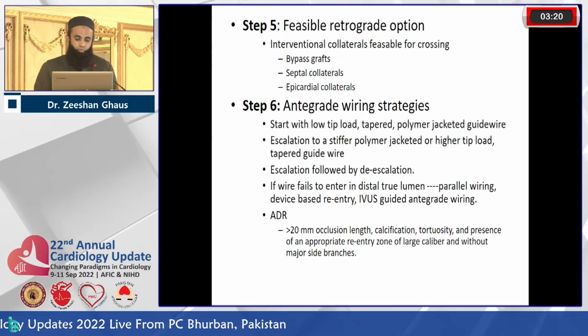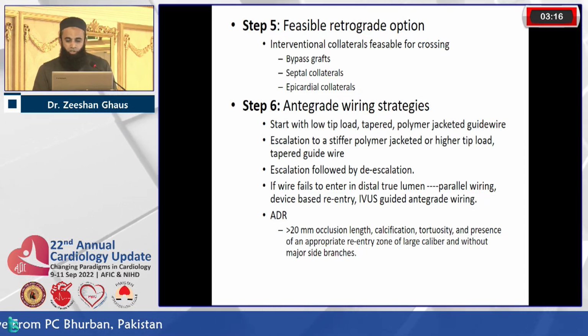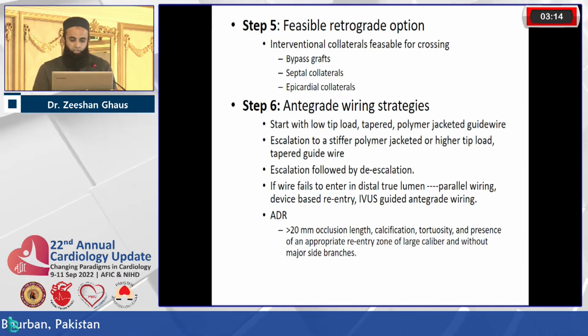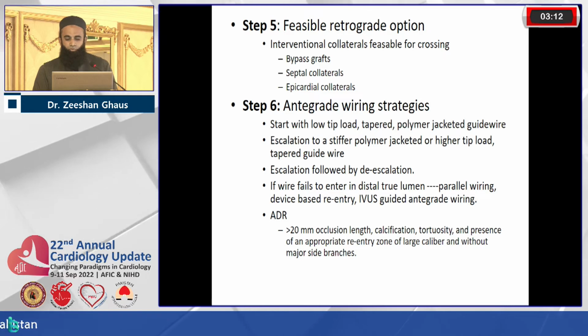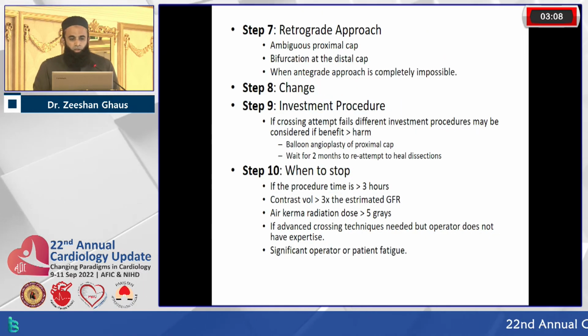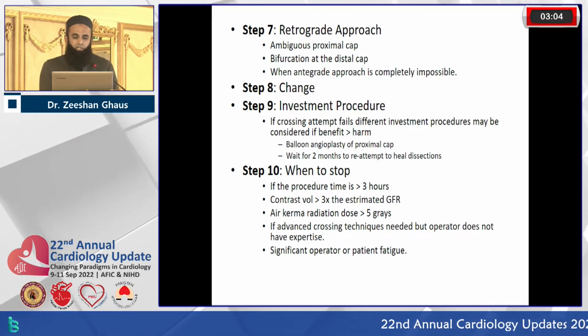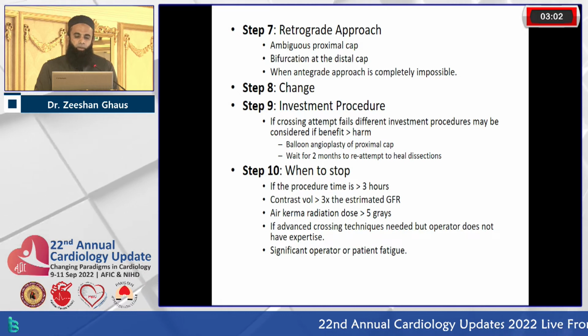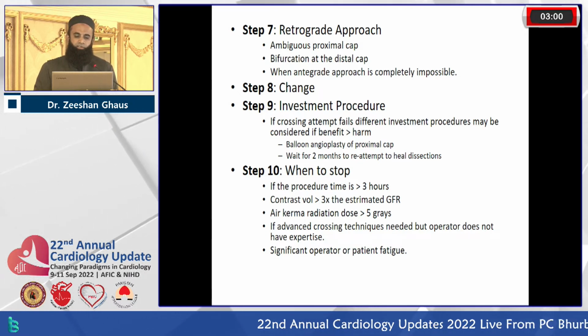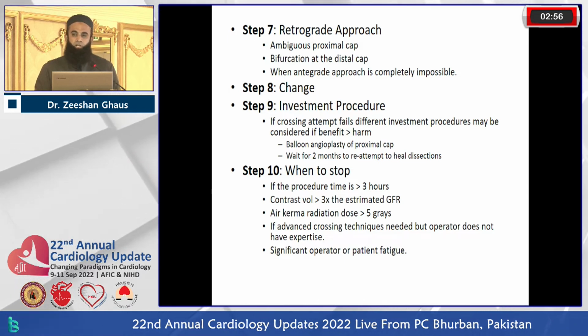It should be done in those patients where the lesion length is more than 20 millimeters, it's calcified, tortuous, and there is an appropriate re-entry zone of large caliber without major side branches. Step 7: the retrograde approach should be done for those patients who have an ambiguous cap and bifurcation at the distal cap, and when the antegrade approach is completely impossible.